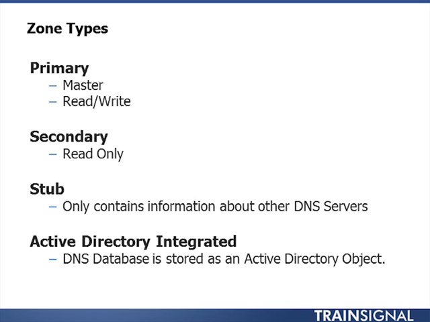But then you also could be a DNS server that has a secondary zone, and that means that it's a read-only copy of the database. What that means is that you're there to respond to client requests, but you can't actually make any changes to the database. You just have a read-only copy to go ahead and respond to those queries. Now, these last two types that I have listed here, stub zones and Active Directory integrated, they're a little bit more complicated. So let me share a little bit more detail with you.